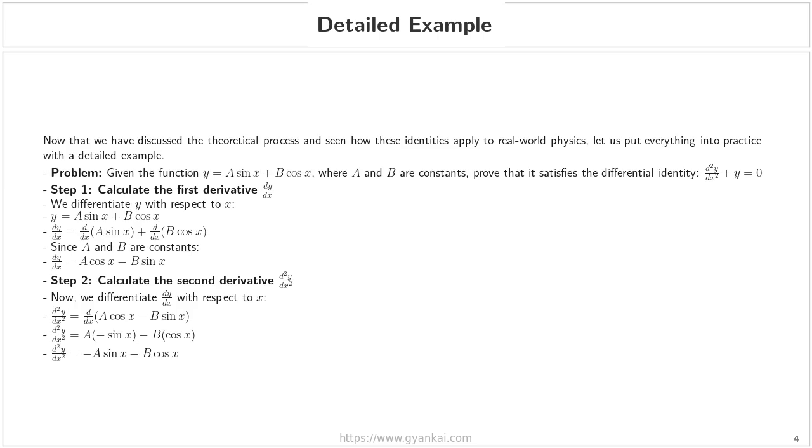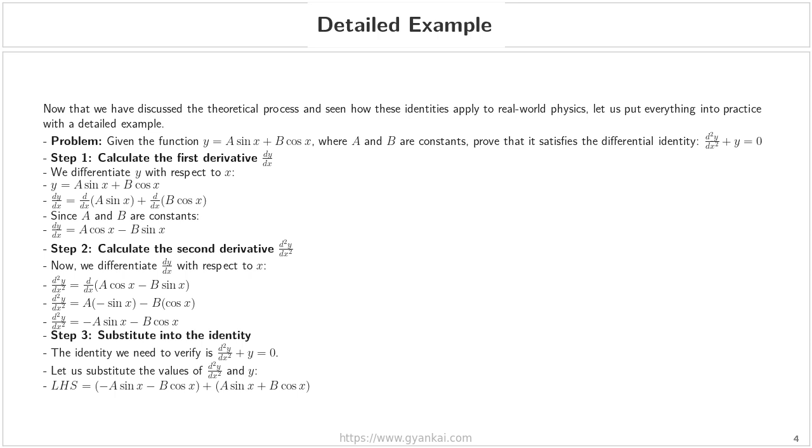Moving to step 2, we find the second derivative. This simply means we differentiate our previous result with respect to x once more. We take the derivative of a cosine x minus b sine x again. Applying our rules, the derivative of cosine x becomes negative sine x, and the derivative of negative sine x becomes negative cosine x. This gives us a second derivative of negative a sine x minus b cosine x.